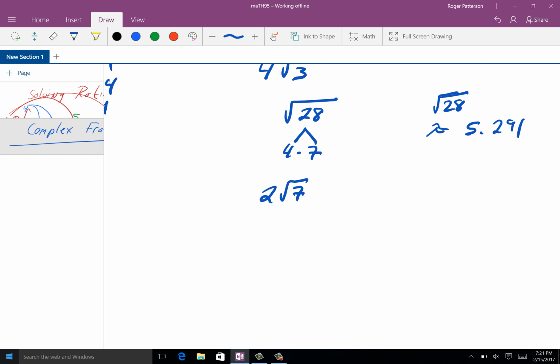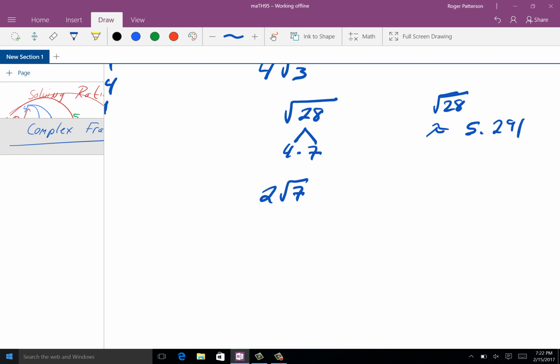Do you have a mode? Change your mode from exact to approximate. Scroll down. Oh, there you go. Okay.